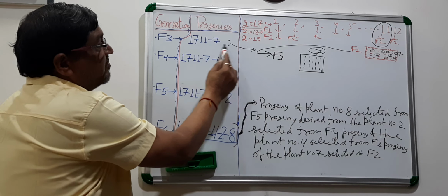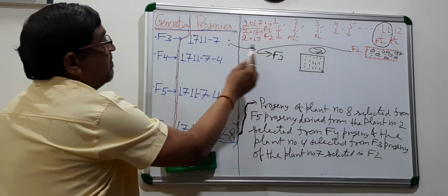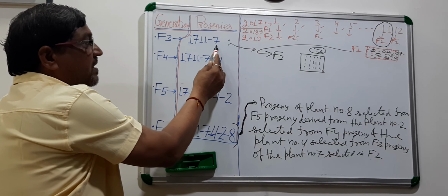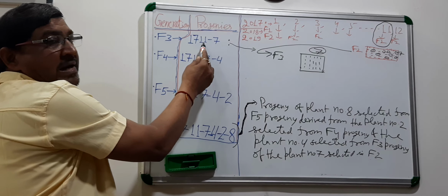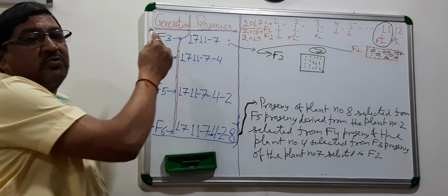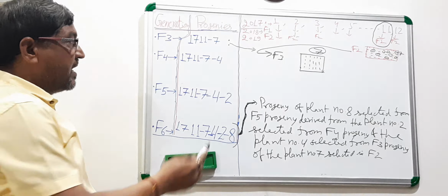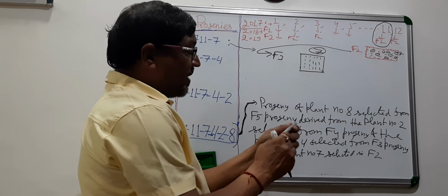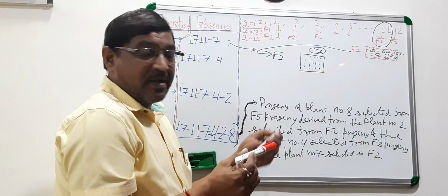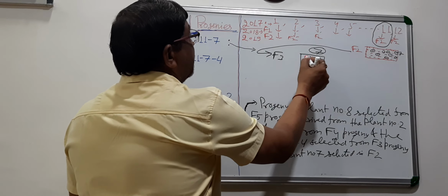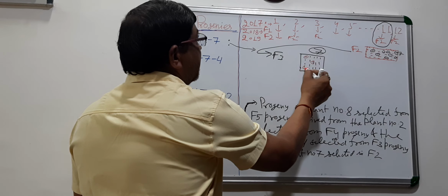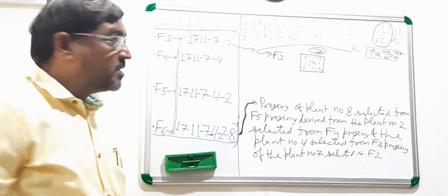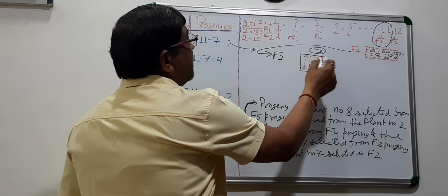This is the progeny of plant number 7, selected in F2 generation from cross number 11, which was made in the year 2017. Likewise, if you are selecting many plants you have grown here, say for example, the plant number 4, maybe 1, 2, 3, 4.